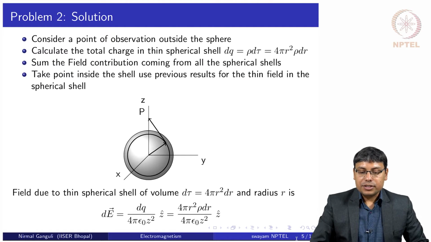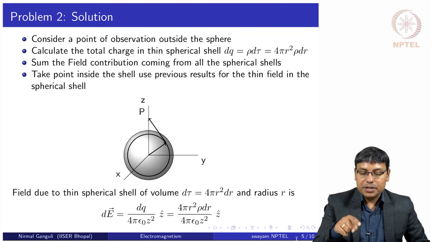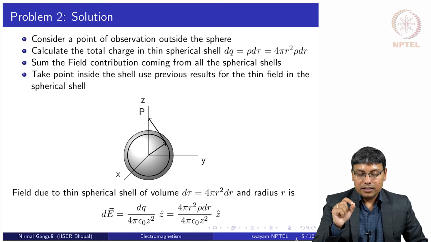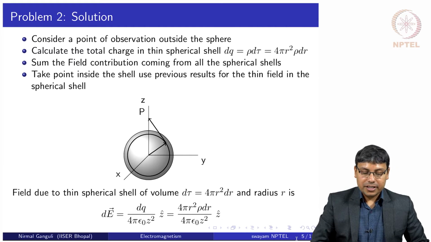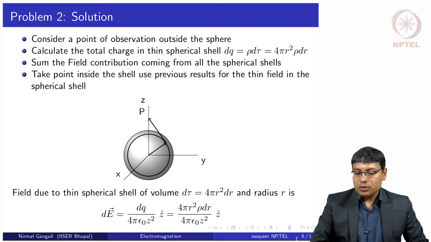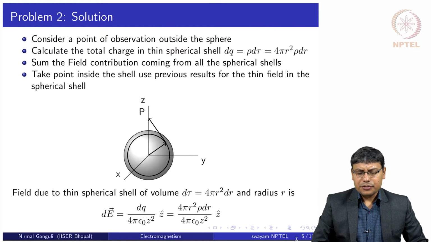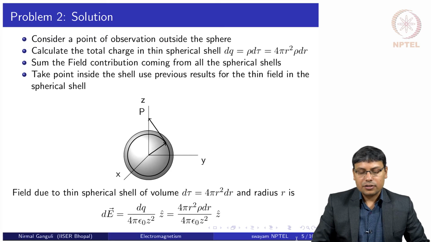What are we talking about? So, as is shown here, we can consider a point of observation P inside the sphere. We can consider a spherical shell, the dark shell that is marked here in the sphere, and there is dq charge on it. If a uniform charge distribution rho is there, that will be rho times d tau. So, d tau is given as 4 pi r squared dr for radius r. So, the elemental electric field due to this shell would be dq over 4 pi epsilon naught z squared z cap, if our point of observation is on the z axis.